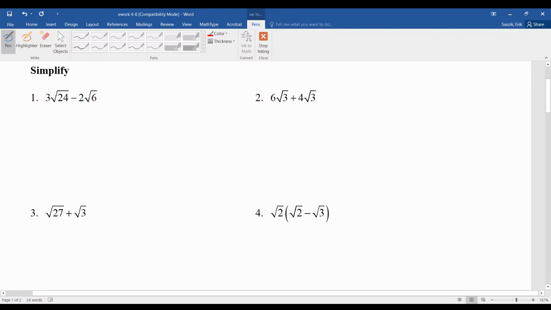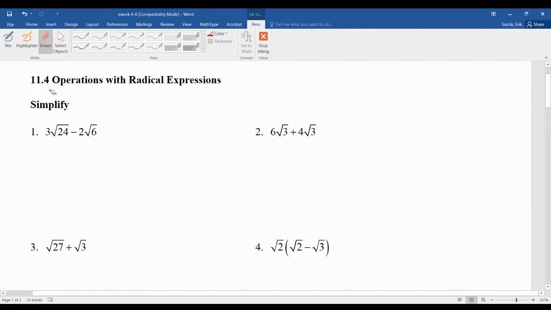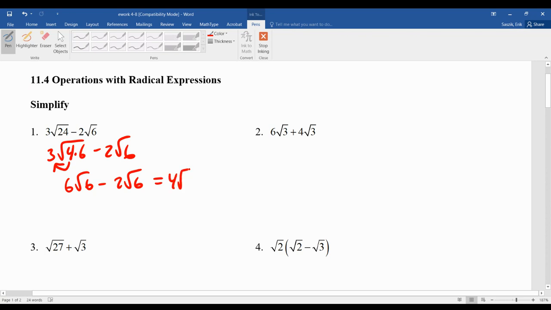Now I'll quickly talk through them. Simplify the 24, break it up to 4 and 6. That square root of 4 comes out as a 2, turns that 3 into a 6. Now we have like terms. 6 root 6 minus 2 root 6 is 4 root 6. No work to show here. You just go straight to the answer. For number 2, you have like terms. You can combine root 3's. You get 10 root 3.